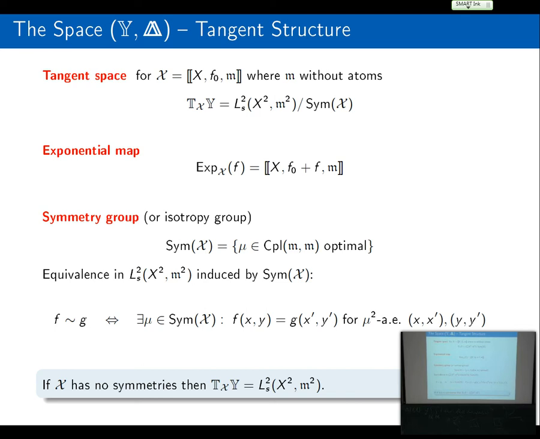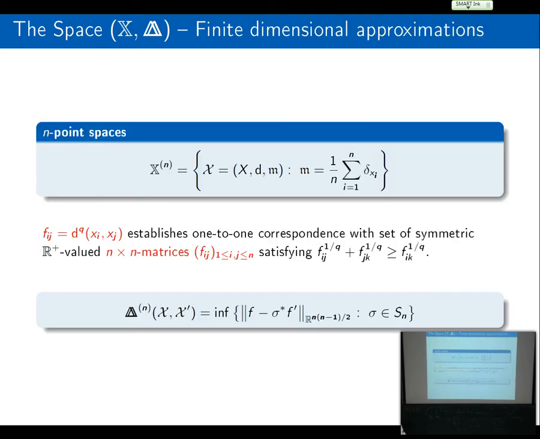So this is the metric version. An optimal coupling of a measure with itself, if it's optimal, must produce zero cost, because the identity would be one coupling which produces no cost. And any other coupling which produces no cost is in the symmetry group. So this is a way to decide whether this space has a non-trivial symmetry group or not. If it has a non-trivial symmetry group, then the tangent space is not L2, but the quotient. Because if you want to deform something, then the symmetric operation produces the same object. So there are two directions which have to be identified. Okay, and if there are no symmetries, the tangent space is indeed an L2 space.